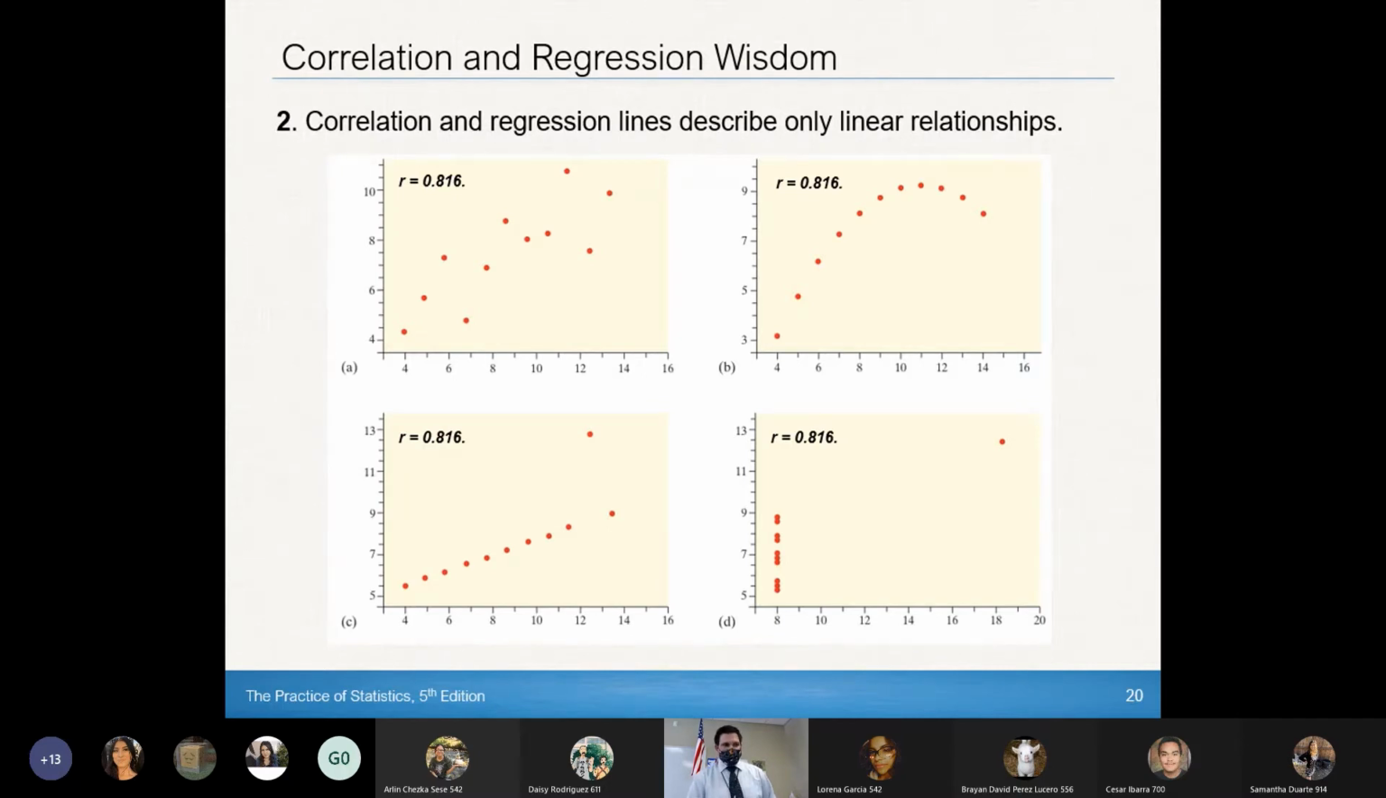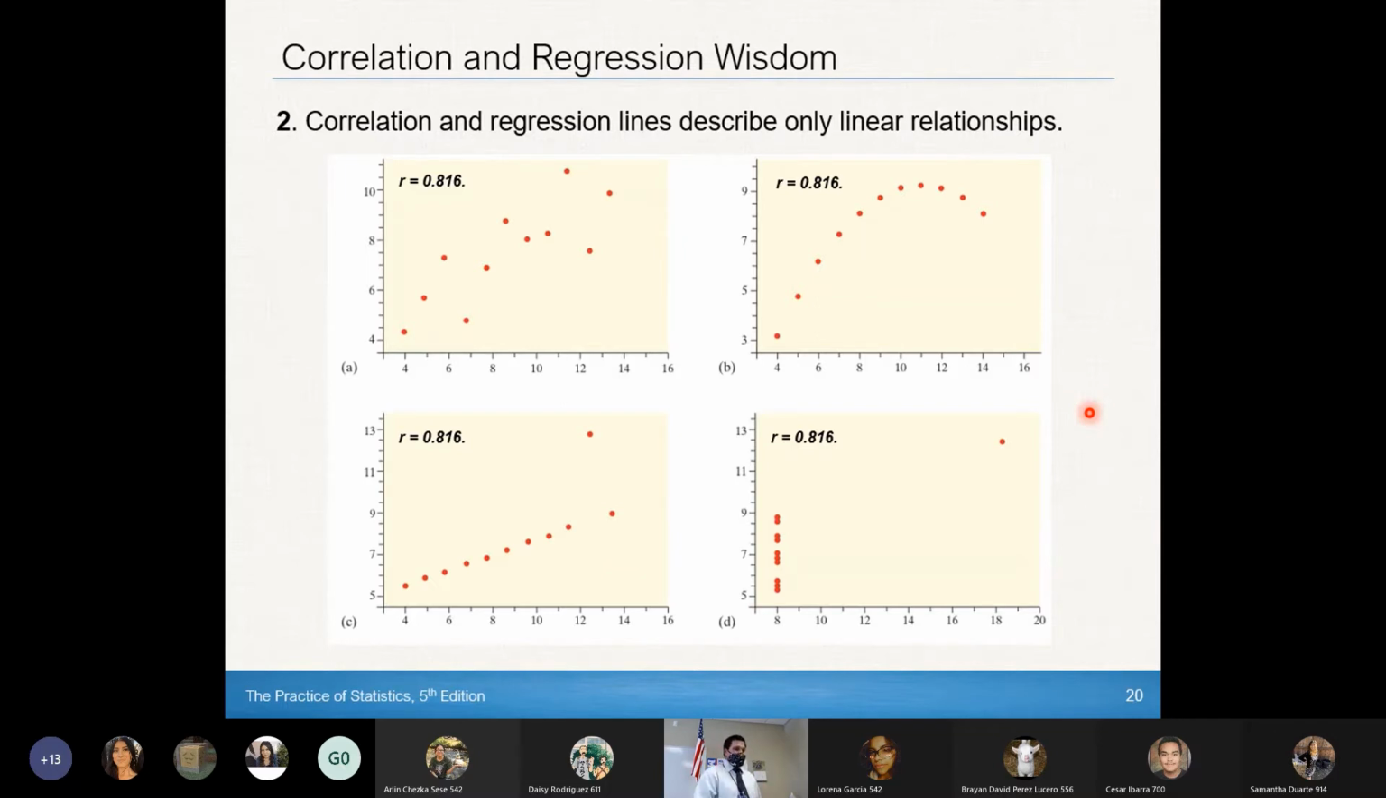All right. So essentially what this means is we can calculate a correlation for any scatter plot. That doesn't necessarily mean that the correlation and then a linear regression is appropriate. Right? It's kind of obvious to see that for graph B, a linear model is not appropriate. That is obviously a curve. So using a line to represent that relationship wouldn't be correct.